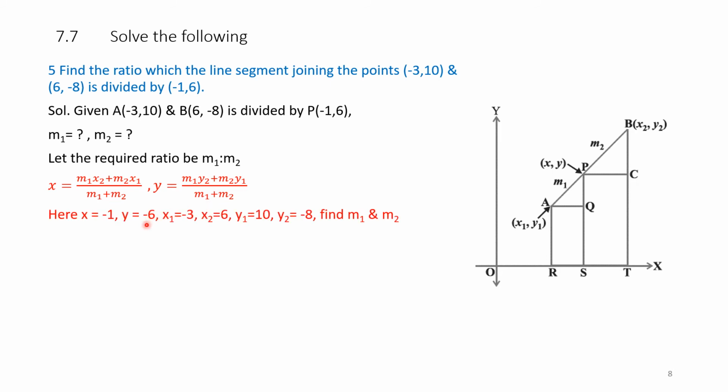Substituting the values: for point P, x is -1 and y is 6, and x1 as -3 and x2 as 6, and y1 equals 10 and y2 is equal to -8. We will find the values of m1 and m2. Here P is (x, y), therefore x is -1 and y is equal to 6.